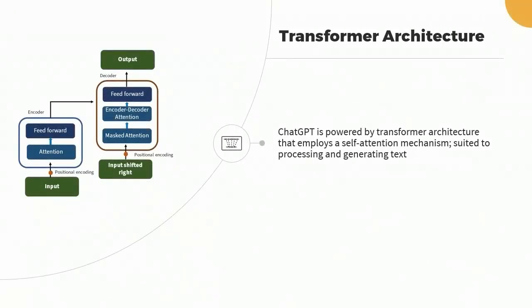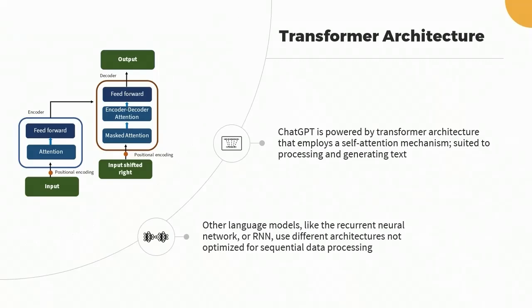Well, ChatGPT is powered by transformer architecture that employs a self-attention mechanism, which is designed to track the interrelatedness of tokens in sequential data. This makes ChatGPT particularly suited to processing and generating text, since the patterns that exist in language syntax are intrinsically sequential. Other language models, like the Recurrent Neural Network, or RNN, use different architectures that aren't optimized for sequential data processing.